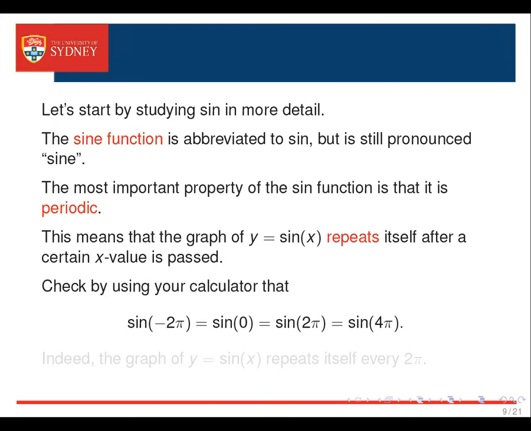You can check on your calculator that the sine function has the same values at numbers which are 2 pi apart. For example, sine 0, sine 2 pi, sine 4 pi, and sine minus 2 pi are all the same, and are all 0. You won't get the right answer if your calculator is not in radians mode. The graph of sine repeats itself every 2 pi.